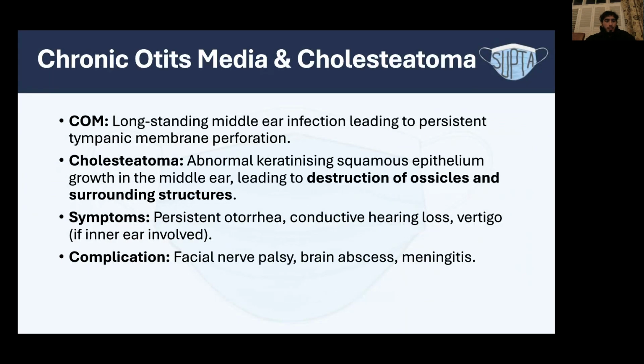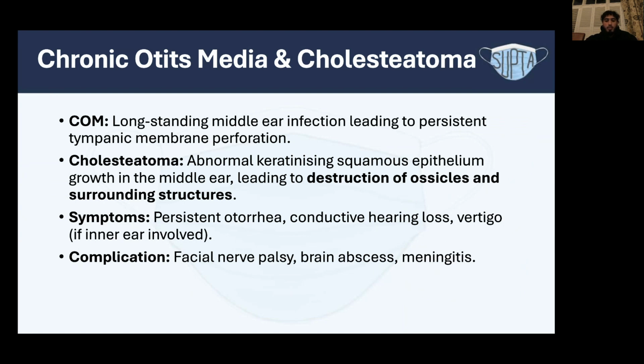Chronic otitis media basically leads to persistent tympanic membrane perforation. And then cholesteatoma, these are both chronic conditions. Cholesteatoma is when abnormal keratinizing squamous epithelium grows in the middle ear, leading to the destruction of those small bones within the middle ear and the surrounding structures. So we'll get persistent otorrhea, conductive hearing loss, and vertigo. And then again, very similar to the previous complications: brain abscess, meningitis, and facial nerve palsy.